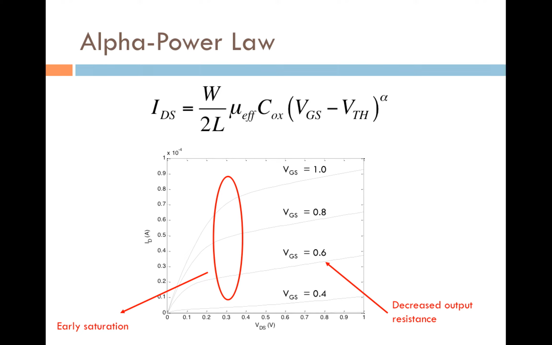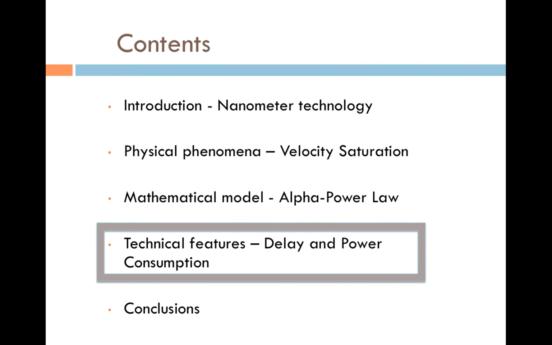When dealing with long channel transistors, alpha becomes 2 and the typical widely known expression is used. But the closer the terminals get, the closer alpha gets to 1. As it can be observed in the plot, some of the most immediate consequences of this model are the earlier saturation of the drain current and the lower output resistance. Now, let's consider some technical features of this new model.